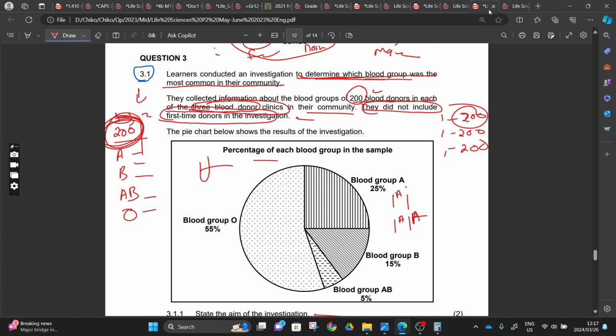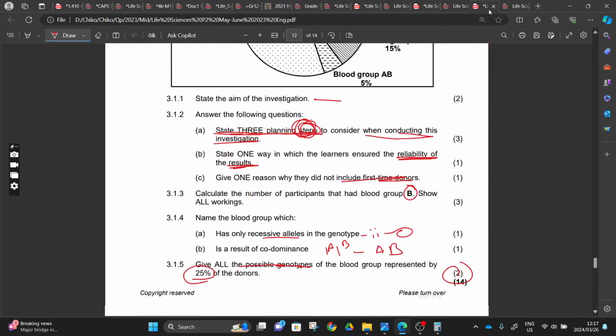And then another plan, you have to have permission to go from the school to the clinic. I'm not sure if I'm putting that right.